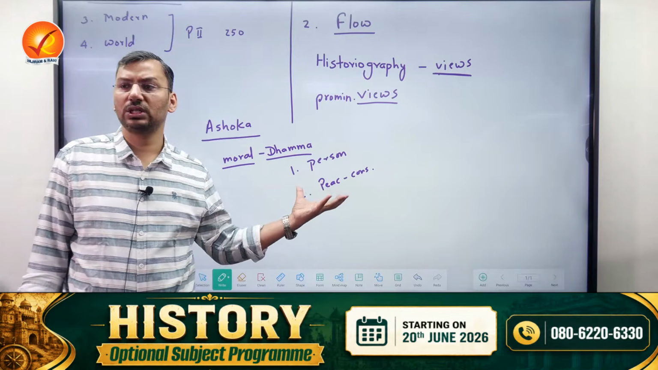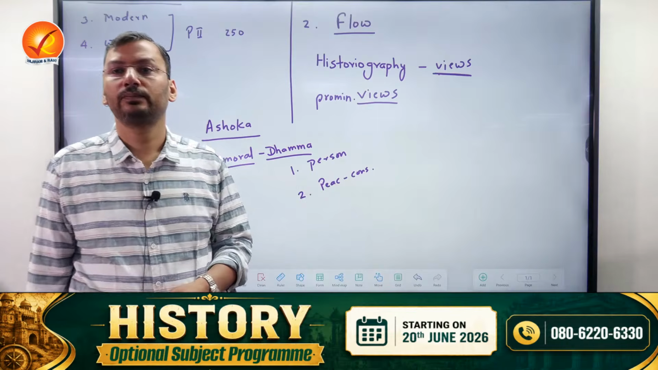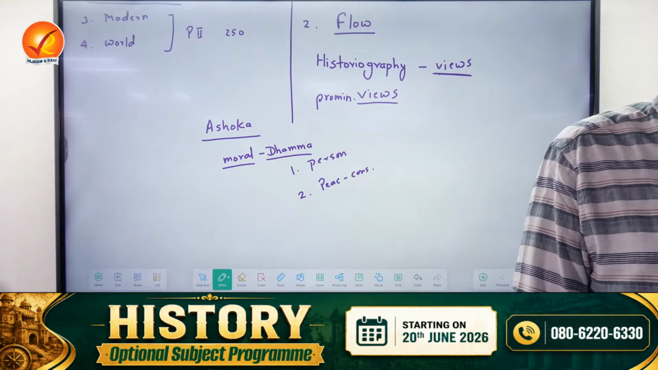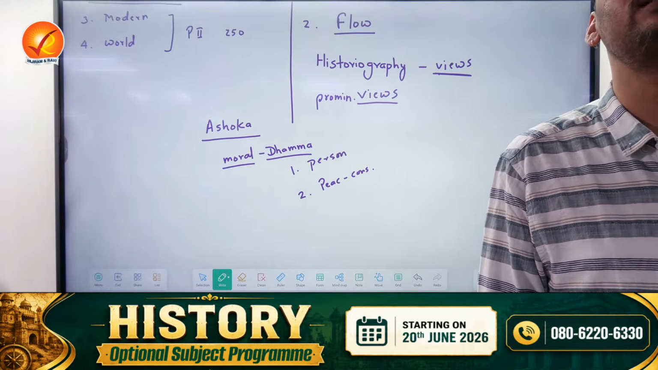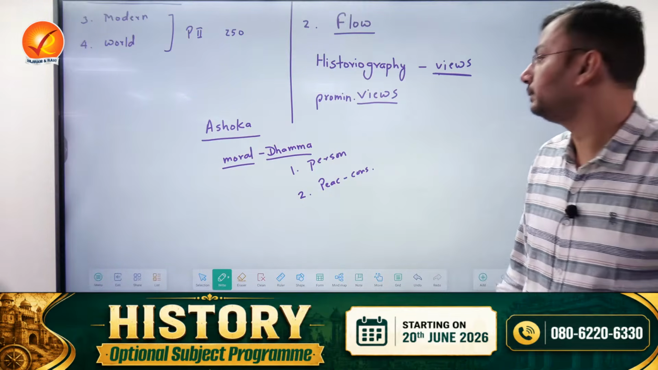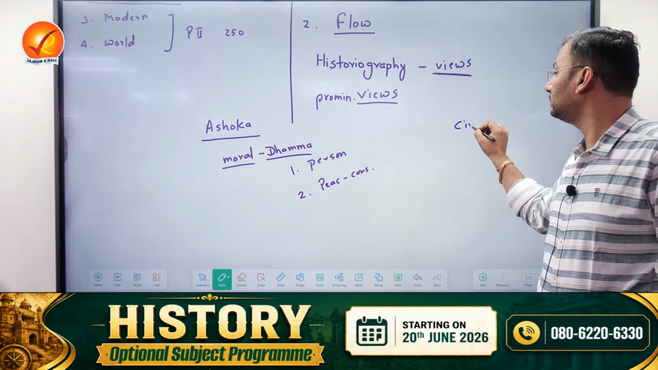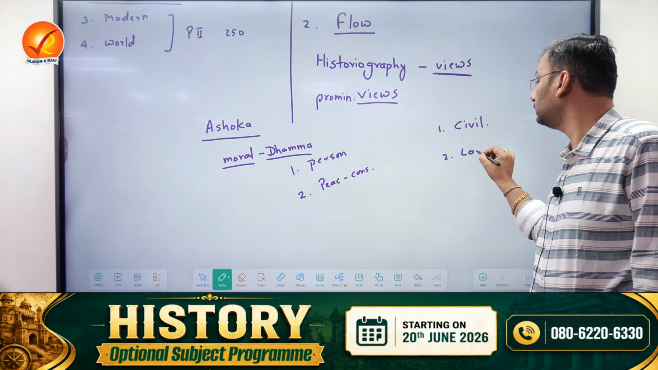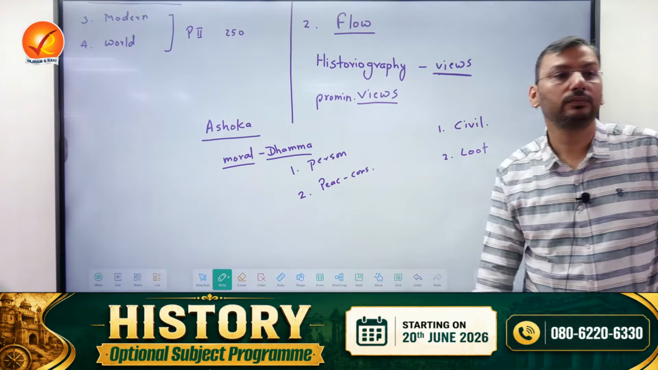Peaceful consolidation. Asked last year, what are the imperial aims of Ashoka's Dhamma? So you only need to know it is a view. Did the British come to India to civilize it or to loot our wealth? Any guess? Main reason.